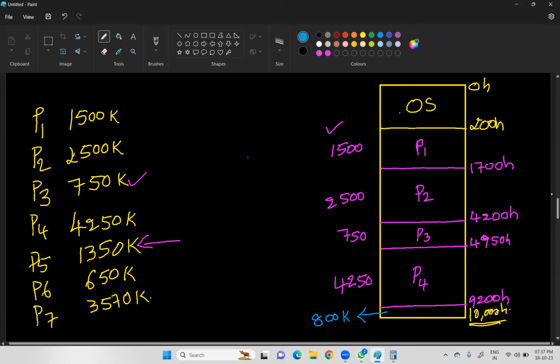Here you may ask me one question: why could 650 not be allocated? Because it arrived after P5, it should not be allocated immediately. After P5, then only P6. This is the allocation. So the entire hole will be divided into several partitions. Now you can see the partition which remained; this particular partition is called fragmentation.